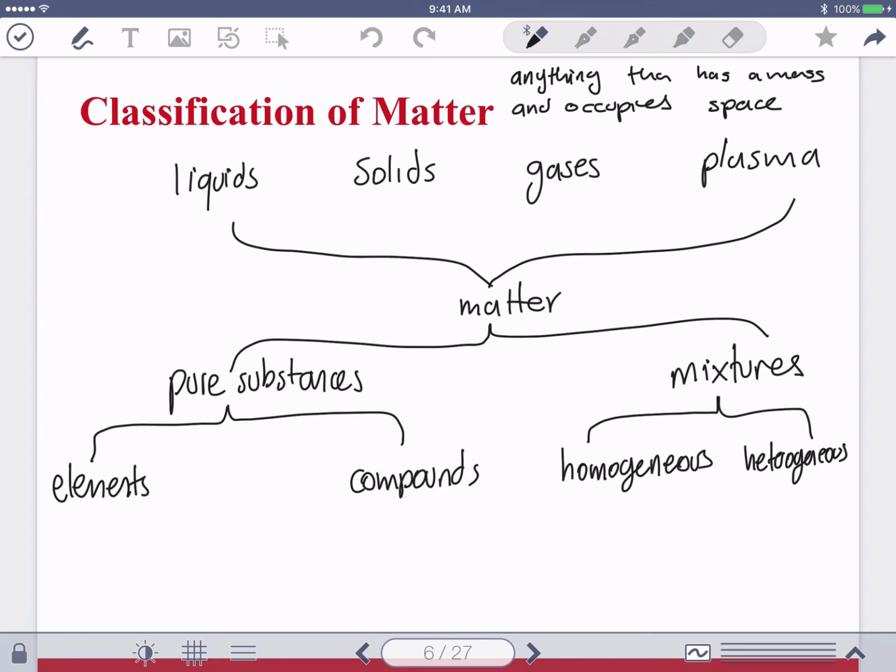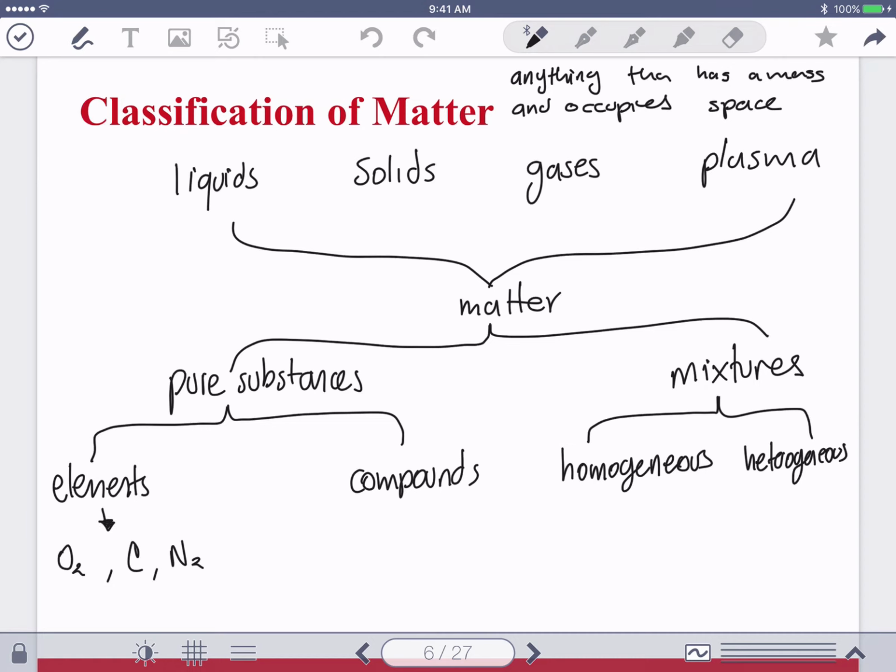So now that we already talked about the periodic table, we are kind of familiar with elements. Elements are those substances that are made of one kind of particle. For example, we have oxygen, we have carbon, we have nitrogen. So these are all elements.